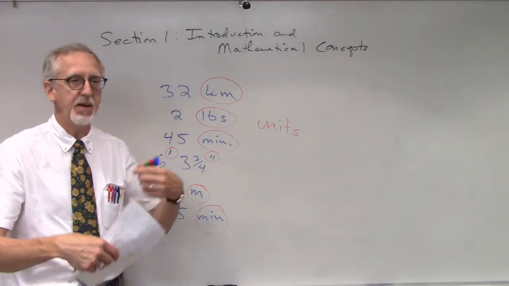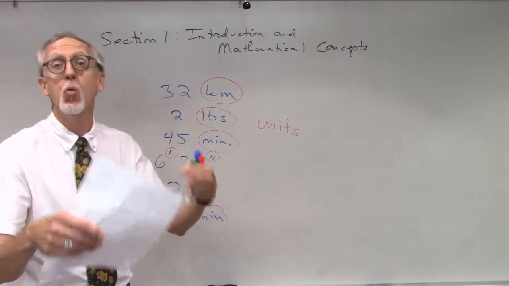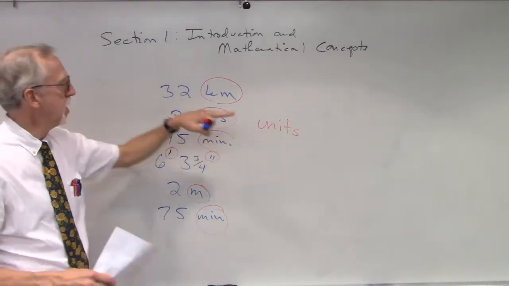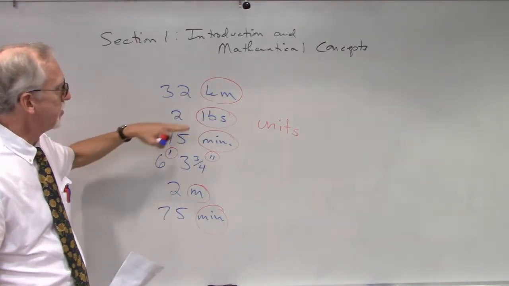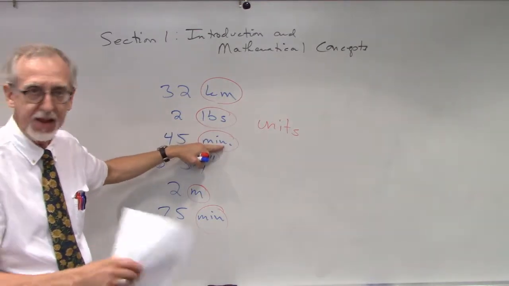You want 5 drinks or 5 something. You have to tell them 5 what? Whatever you want. That thing you might think of as the unit. For distances, 5 kilometers. For weights, pounds. For time, minutes or hours or seconds or something like that.